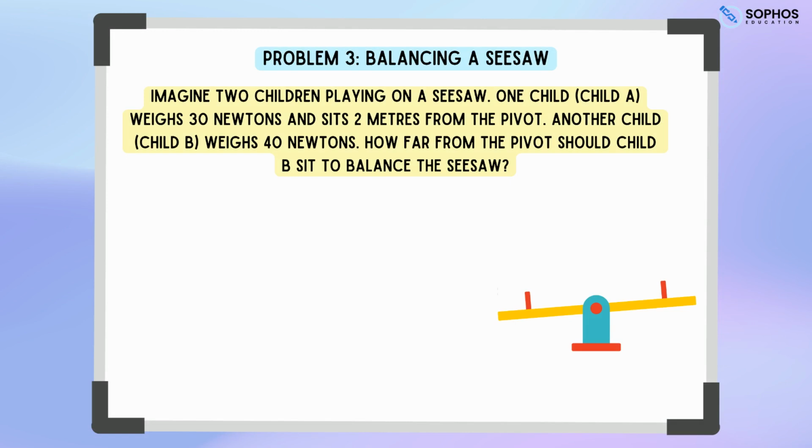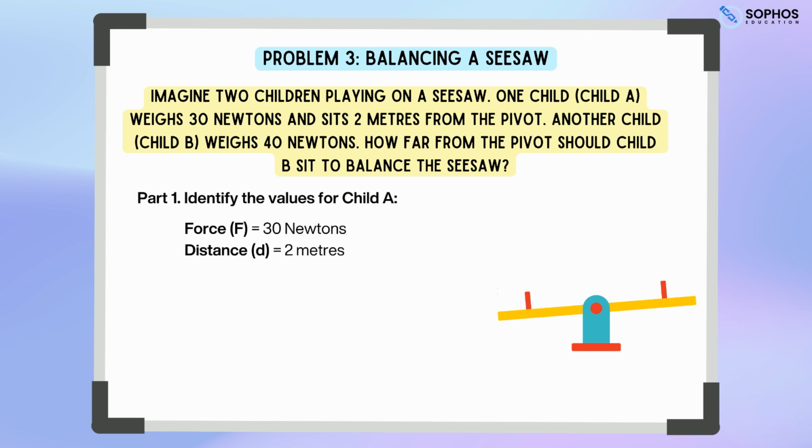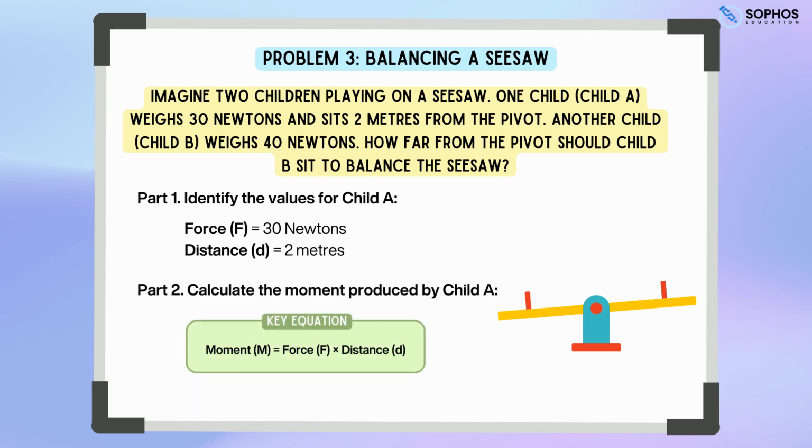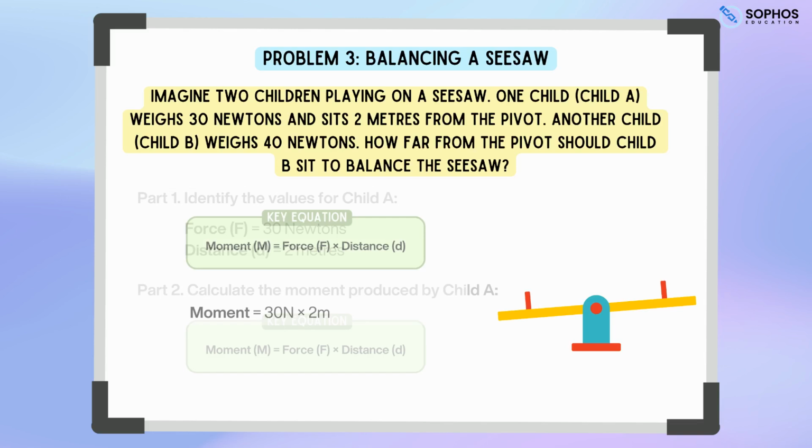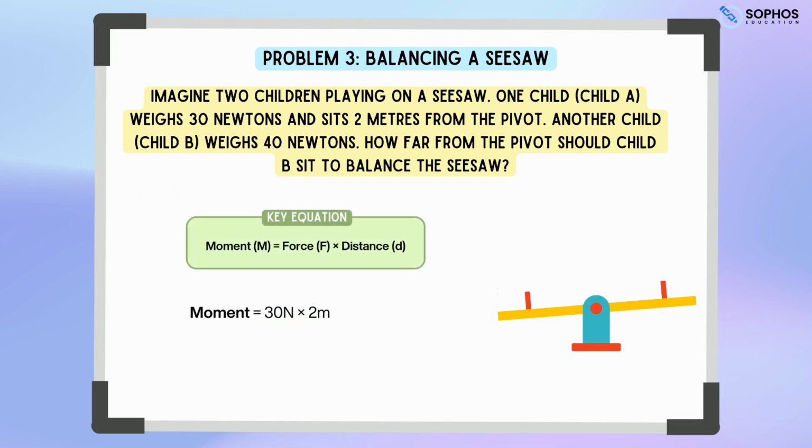Question 3. Imagine two children playing on a seesaw. One child, child A, weighs 30 newtons and sits 2 meters from the pivot. Another child, child B, weighs 40 newtons. How far from the pivot should child B sit to balance the seesaw? First, identify the given values for child A. The force is 30 newtons and the distance is 2 meters. Then calculate the moment produced by child A. So we have M equals 30 times 2. Therefore, the moment is 60 newton meters.